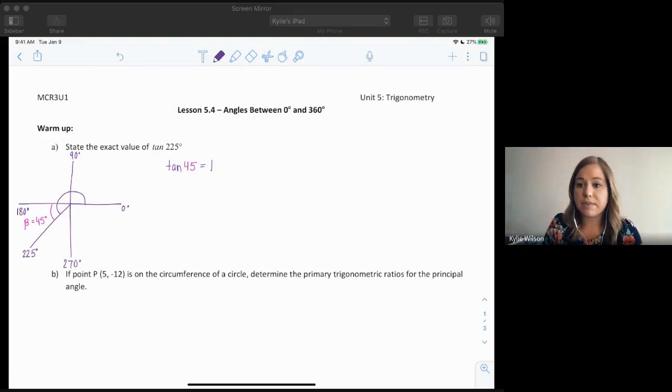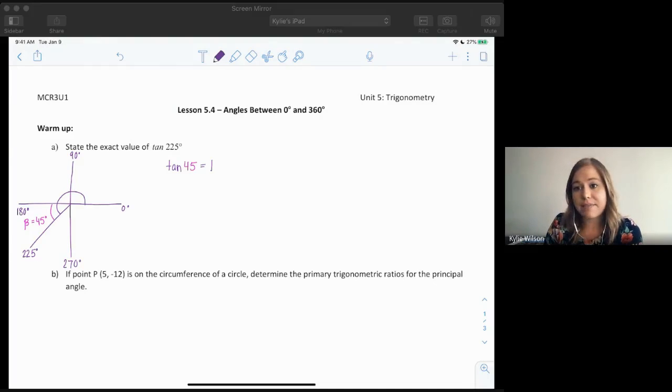So if you have it with you, I would suggest pulling out your special triangles notes from yesterday, just so that you have that list of all of our special angles ready to go, because I'm sure you don't have them committed to memory or anything like that, so it will be beneficial.